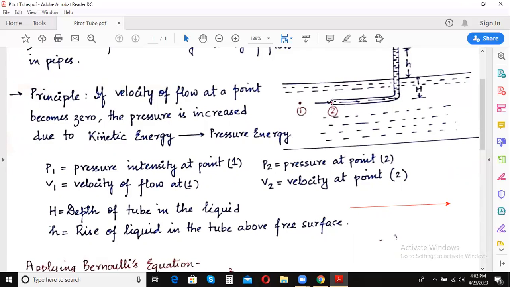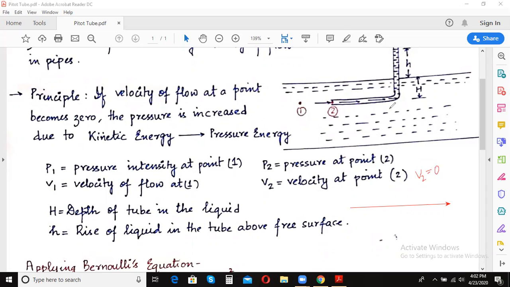Now what did I say? As the fluid is encountering this tube, what happens? The velocity becomes 0. The motion stops, as a result of which the velocity becomes 0. So basically at the inlet of the tube, the velocity is nothing but 0. So here we can say that V2 is equal to 0.